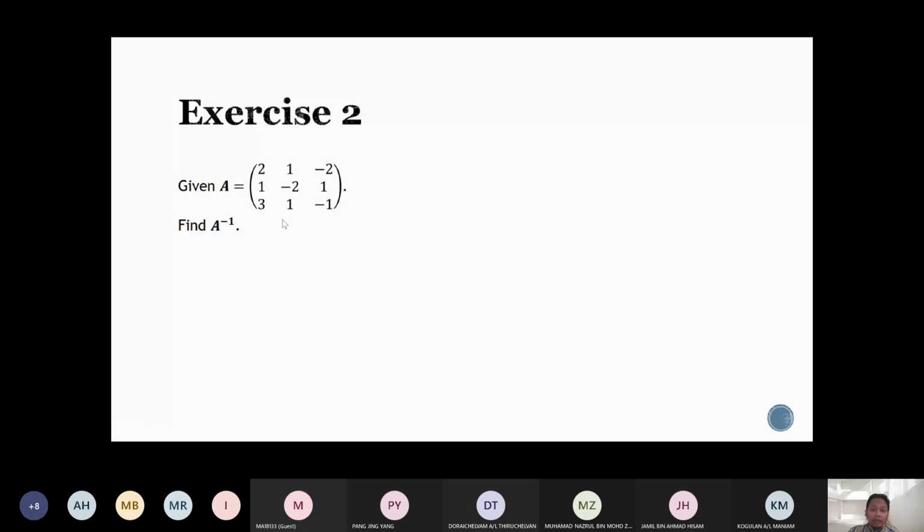Okay, so always use calculator. Saya tak galakkan kira manual, okay? Dia akan menyebabkan awak bazir satu muka surat dalam kertas. So you just use calculator to find inverse.